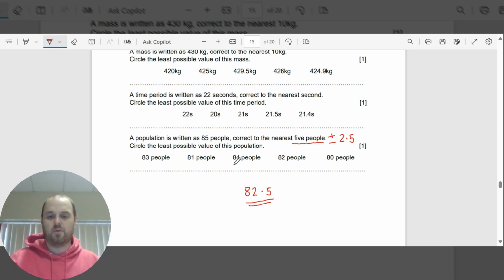So circle the lowest value. Well, 82 would round down to 80. So actually here, 83 would round up to 85, even though the answer technically is 82.5. It's just because it's people. The other two, there isn't that problem.